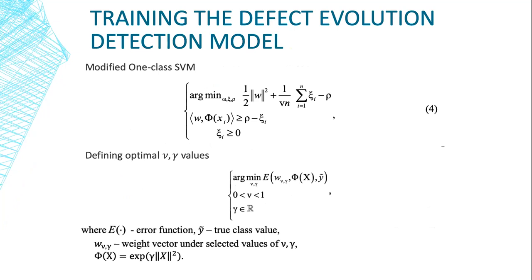So the problem of the detection of defect evolution on the real controlled facility is really complicated by the fact that prior information about defects of higher hazard class is generally absent. Thus, classical methods of binary and multi-class classification are not applicable to this problem.